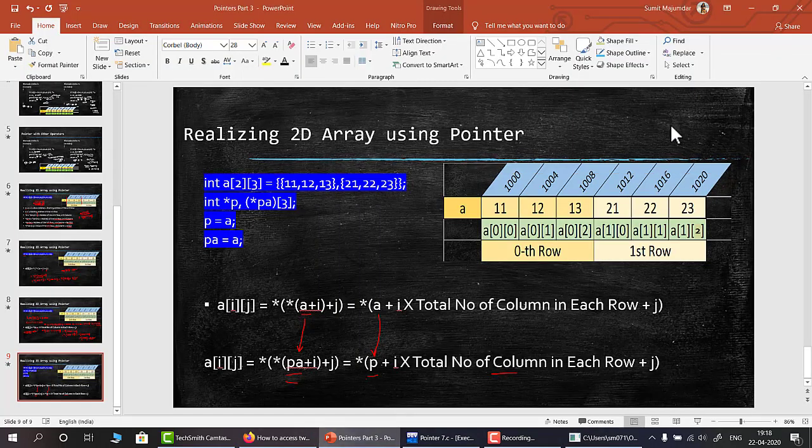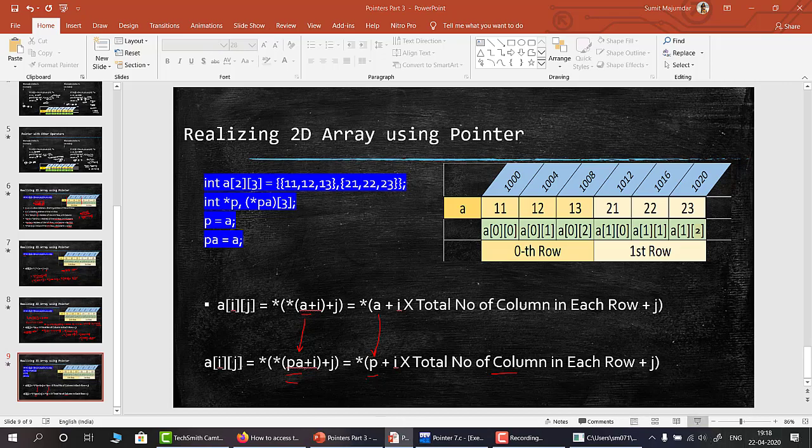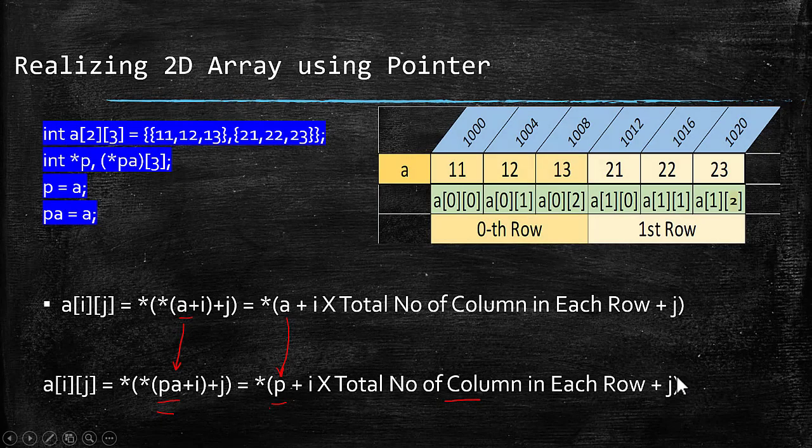In this way, we can pass a two-dimensional array to a function and access it by a pointer to an array, or a simple pointer, or even in a matrix form. Whatever form you are comfortable with, you can use. So that's it for today's video.